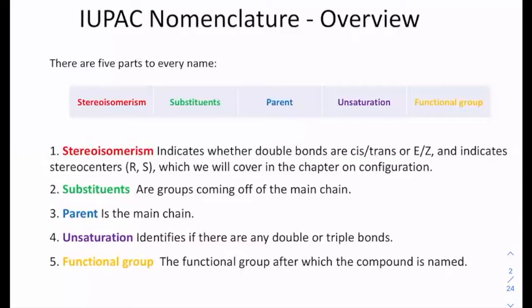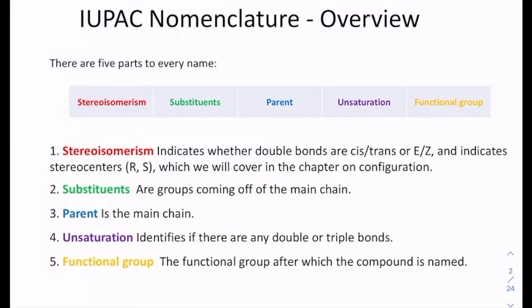Organic compounds are named so that there's 5 parts to the name. It starts with stereochemistry. We will learn this in chapter 5. The second part of the name is going to be the substituents. And so these are going to be groups that come off of the main chain.